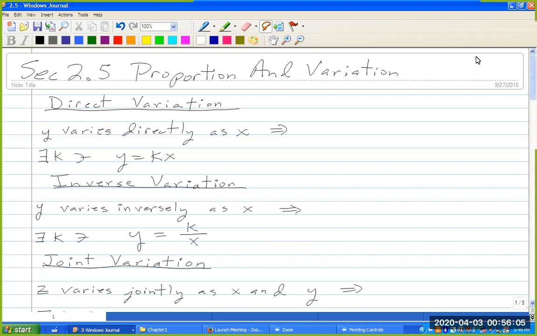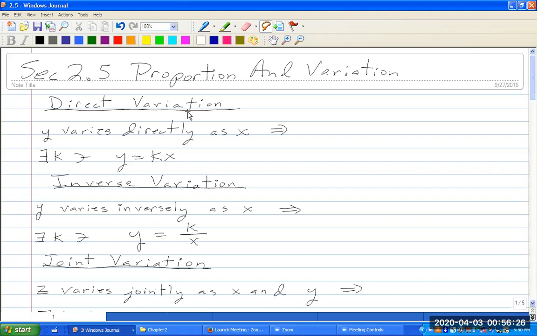Section 2.5, Proportion and Variation. So in this section, we're going to be studying this concept of proportionality of variation. So first, direct variation.